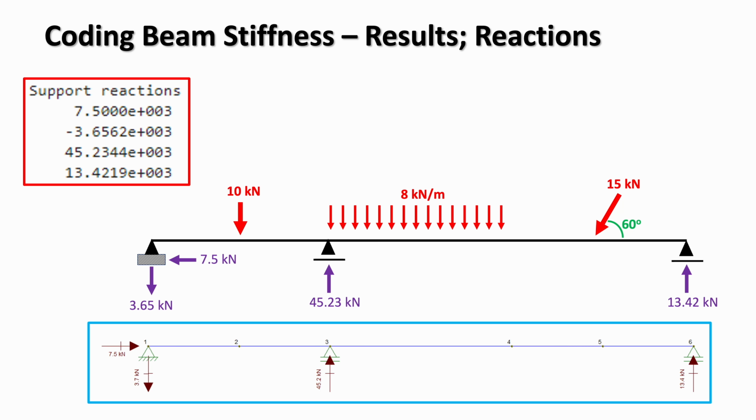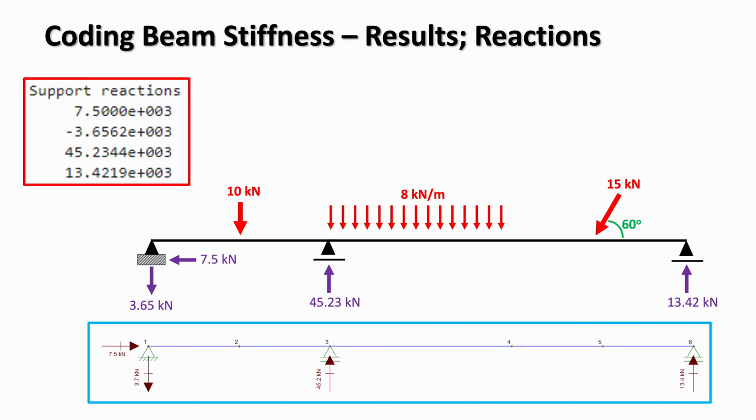You can see that the central support carries the largest vertical reaction as it supports most of the distributed load, while the end supports carry smaller reactions depending on the loading and geometry. The results shown at the bottom of the slide are from F-Tool, which is a free structural analysis software, and you can see that they match closely with the values obtained from the code.